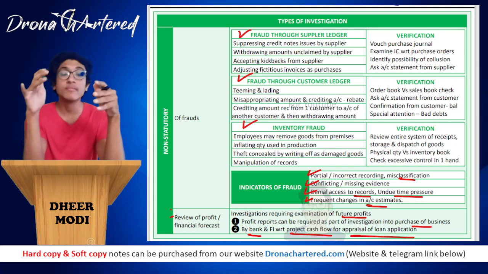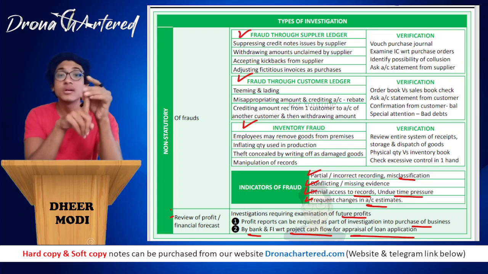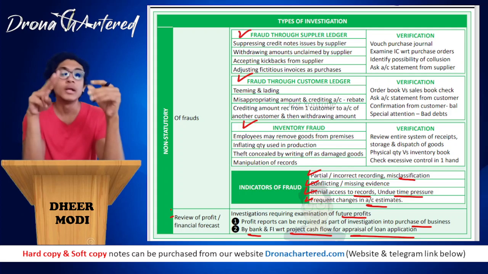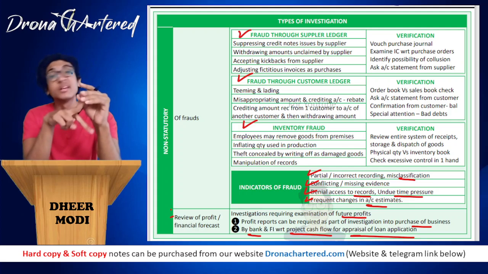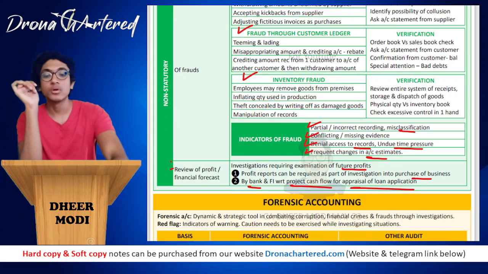With this we are done. With this we are done with your investigation. So first in this chapter we did due diligence. Next we did investigation, everything in green. Now everything in yellow is your forensic accounting.